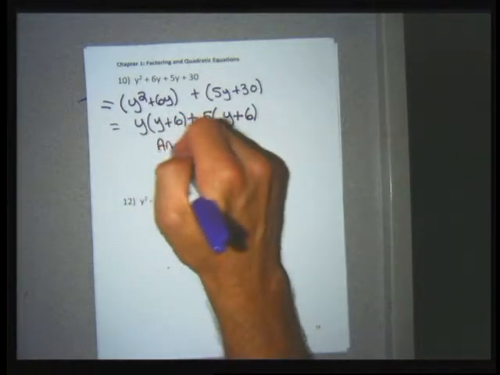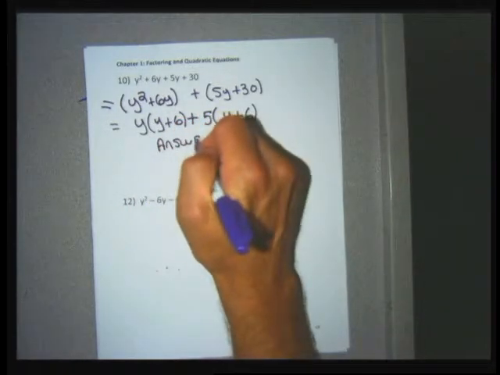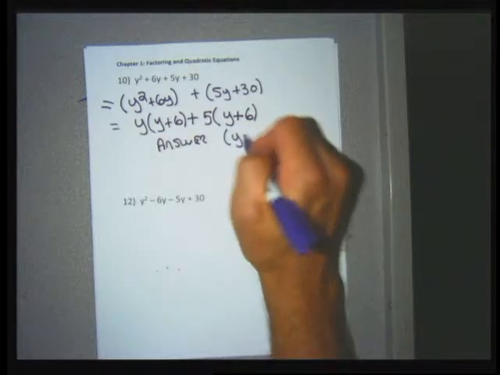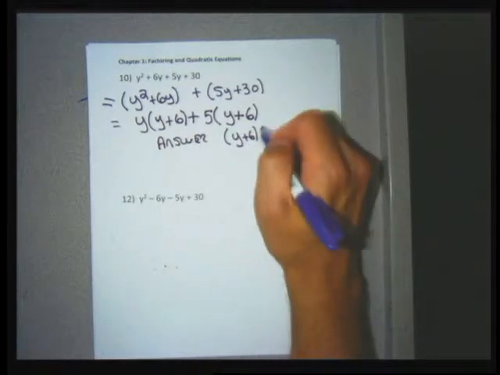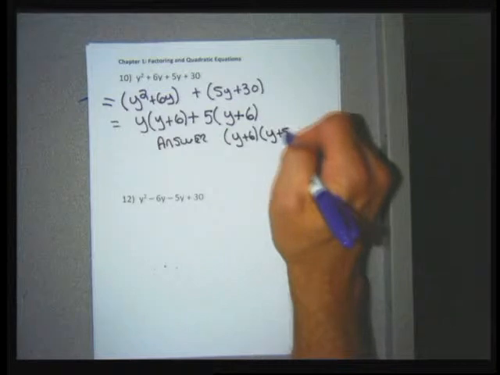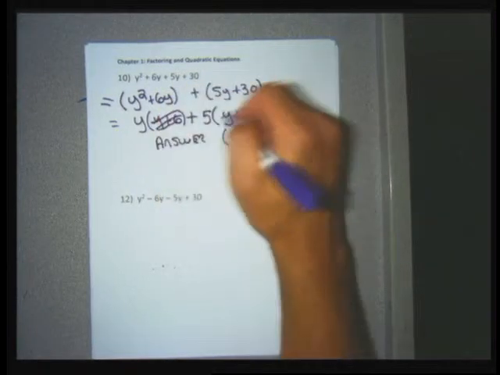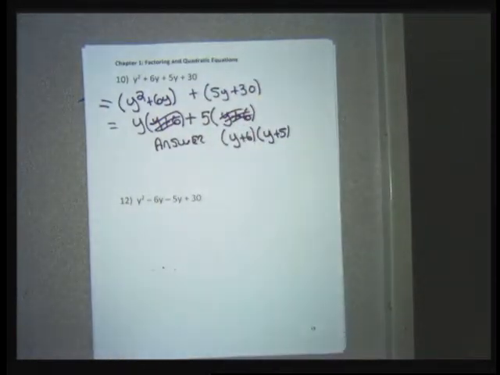And so my answer is going to be y plus 6 times y plus 5. Because when I write the y plus 6 first, I'm left with a y and a plus 5.